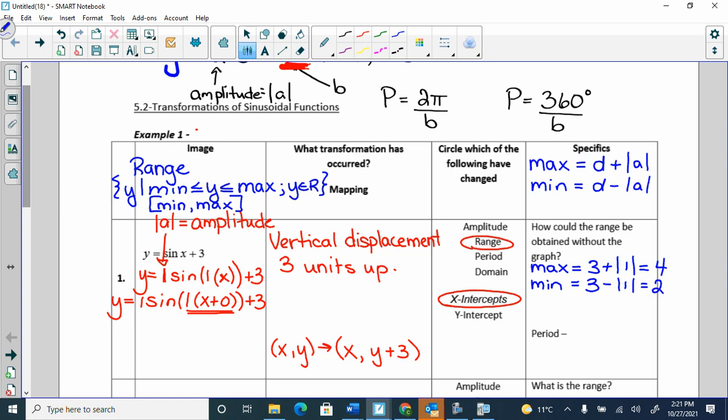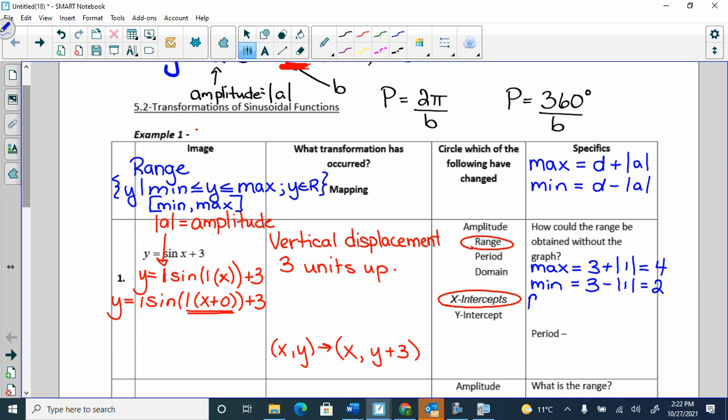When you look at the graph, it's 2 to 4, right? So we're right. What's the distance between 2 to 4? It's a distance of 2. What's my amplitude of this graph? It's a 1. And then 1 plus 1 is 2, because amplitude's half the distance, right? So when you find your range, you should be able to take your amplitude and times it by 2, and it should be the same distance, right? It's like a double check.